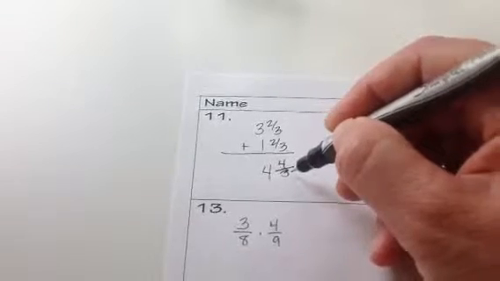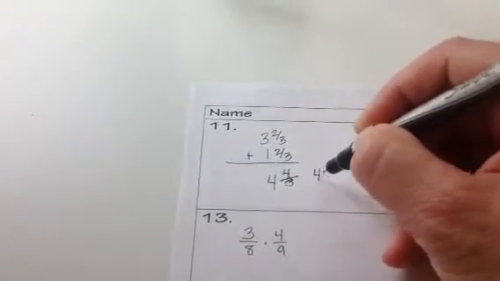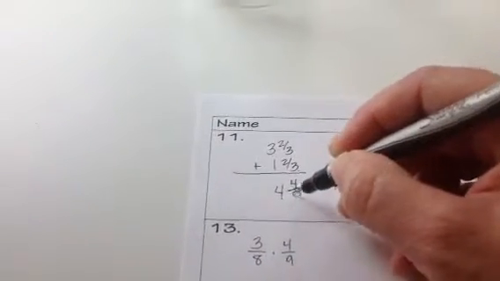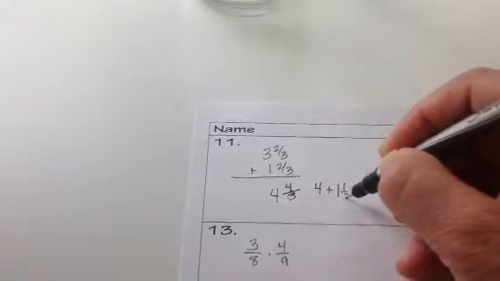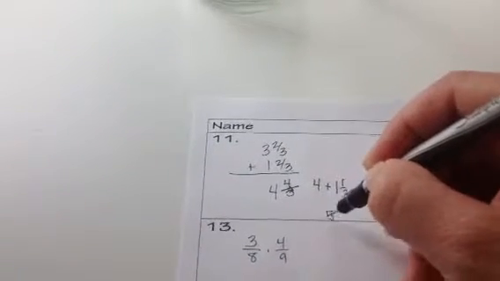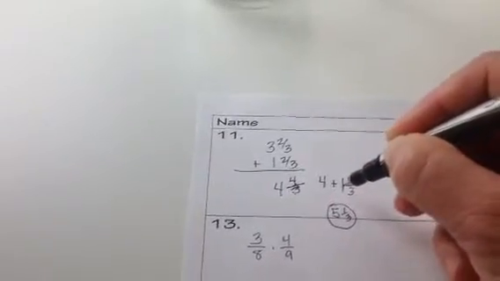Why? Because this is improper. I can make this a mixed number. So I want you to think that would be like 4 plus, what is that? That would be 1 and 1/3. So your answer is actually 5 and 1/3. See how we did that?